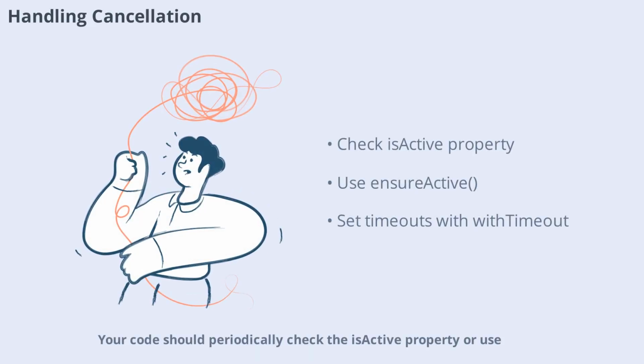Your code should periodically check the isActive property or use functions like ensureActive or yield to check for cancellation points. You can also use withTimeout or withTimeoutOrNull to set timeouts for coroutines.